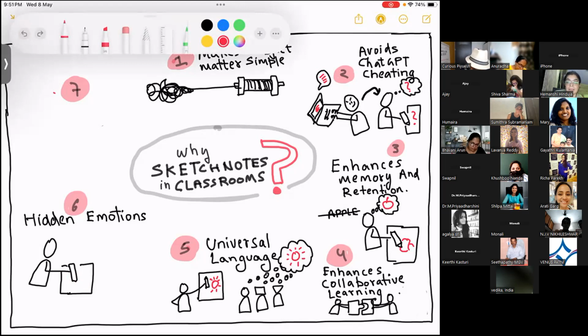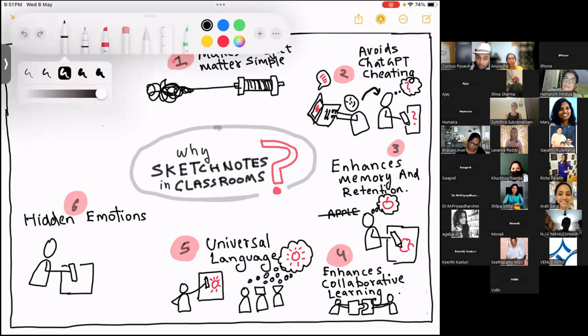I think that's a good one. So basically, I feel here the emotional connect in classroom is students getting connected to the content that the teacher is teaching. Lavanya, we are talking about hidden emotions right now. So hidden emotional connect, we'll draw it in the other point. Right now, we are talking about hidden emotions.